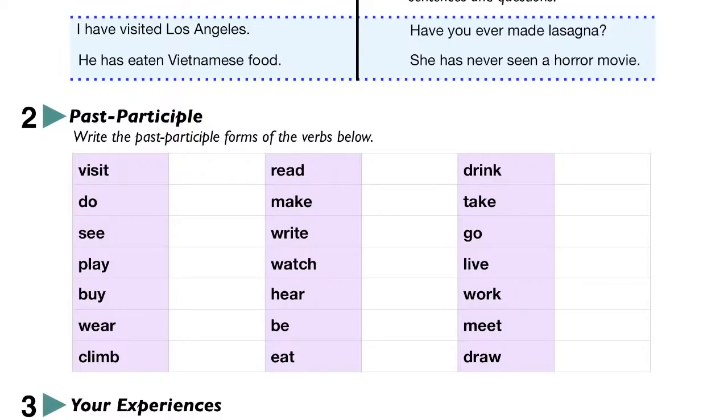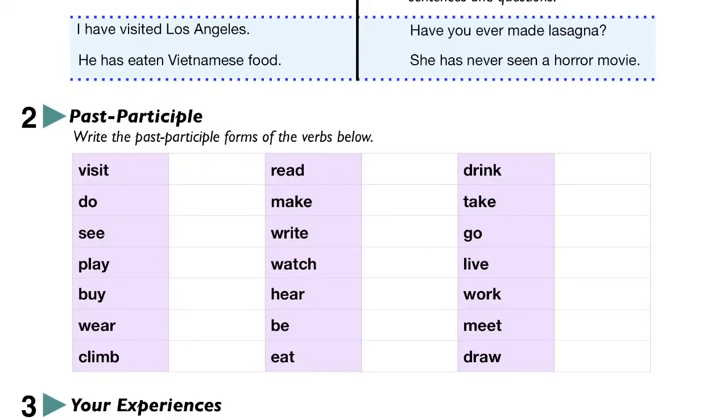Visit, visited. Do, done. See, seen. Yes, see, seen. Good, Lestra. Play, played. Yes. Buy, bought. Good. Well, Ava, you need to visit Los Angeles. Okay, buy, bought.